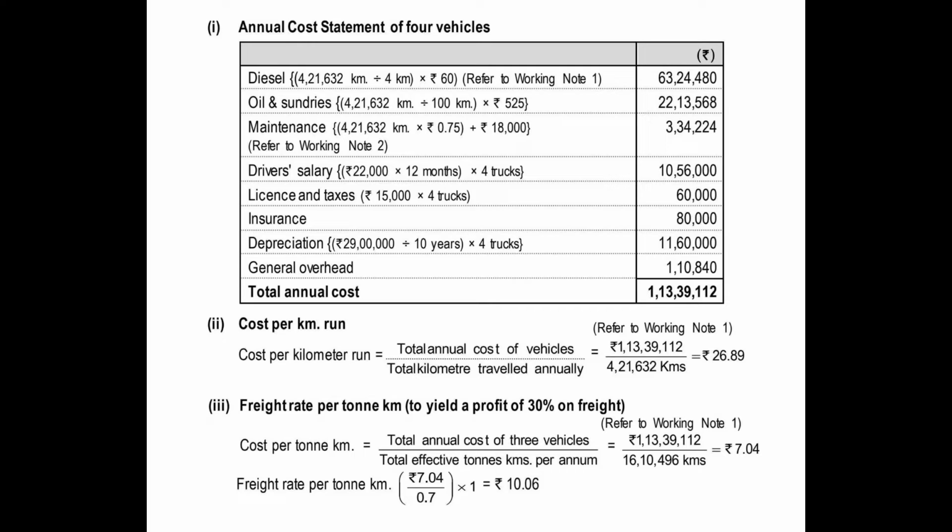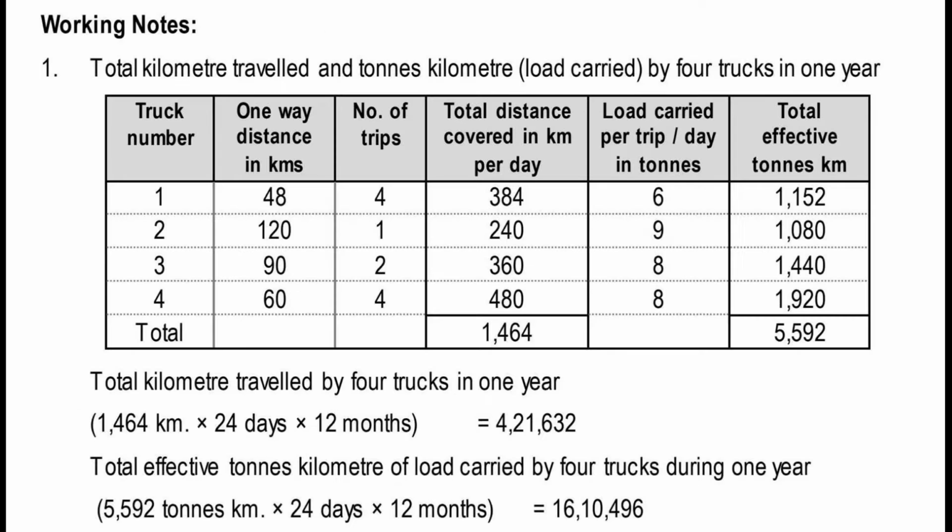So leave space, leave this calculation and put working note. The heading should be total kilometers travelled by 4 trucks in 1 year. There should be 6 columns.